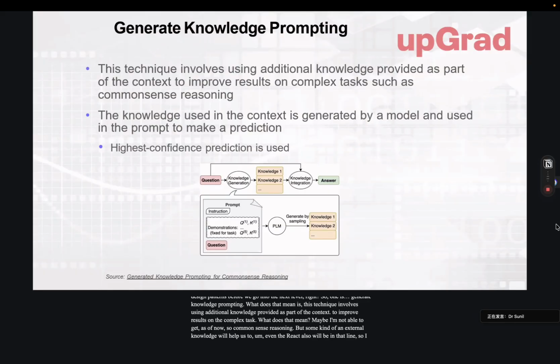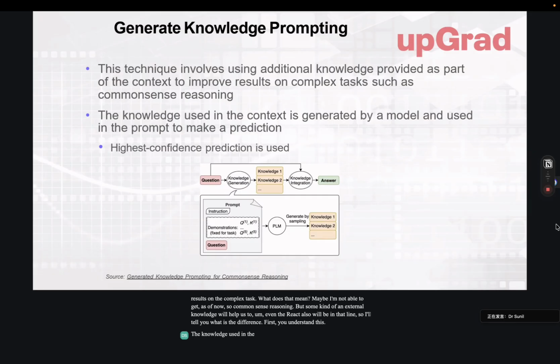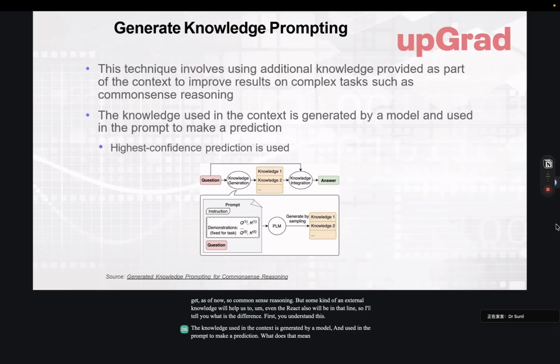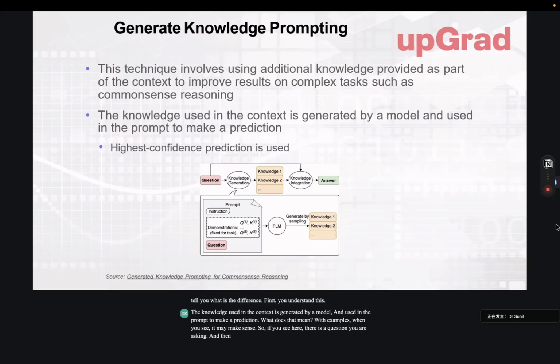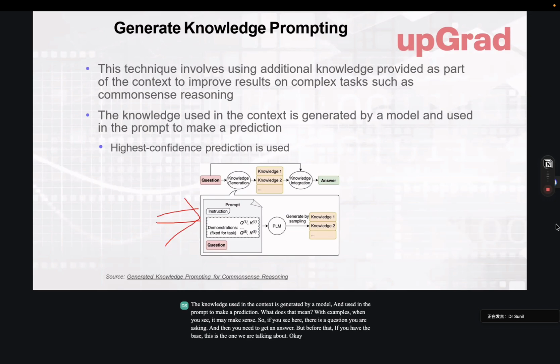I'll tell you what the difference is. First you understand this. The knowledge used in the context is generated by a model and used in the prompt to make a prediction. What does that mean? With examples, it may make sense. If you see here, there is a question you are asking and you need to get an answer. But before that, by giving some instructions, demonstrations, and all that, you are trying to generate the knowledge. That knowledge is fed into the knowledge generation, and that helps us create the answer.